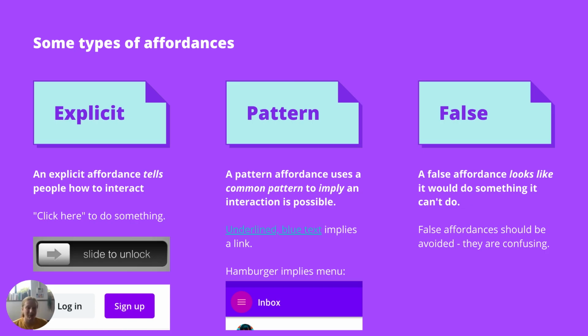Another example would be a checkbox. A checkbox, especially in the unchecked state, doesn't say, check me, but a lot of people have seen what a checkbox looks like, so they know what to do with it. Pattern affordances are a bit tricky, though. It's really important that you make sure you are using patterns that are familiar to your users.